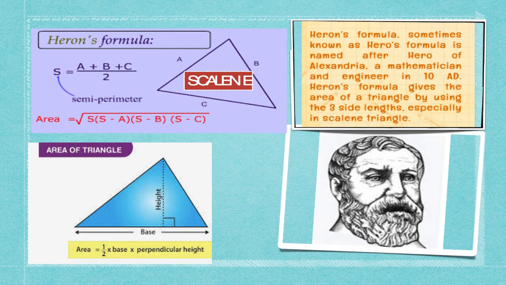Now what are A, B, C over here? A, B, C are the lengths of the sides of the triangle, or the edges of the triangle. And what is S? S is the semi-perimeter. You understand what semi means? Semi means half. So semi-perimeter means half of the perimeter.